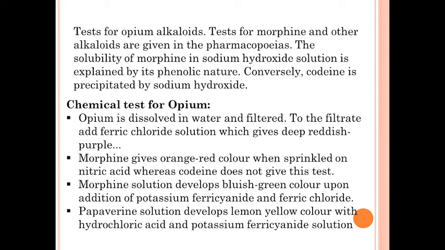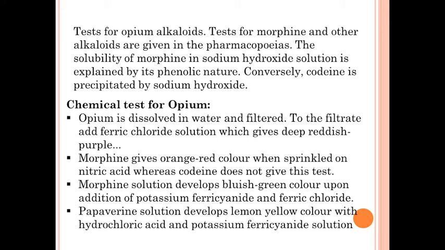Morphine gives an orange red color when sprinkled on nitric acid, whereas codeine does not give this test. So morphine will produce an orange red color when it is sprinkled on nitric acid. This is another identification test for morphine. Morphine solution develops a bluish green color upon addition of potassium ferricyanide and ferric chloride. This is another identification test for morphine.